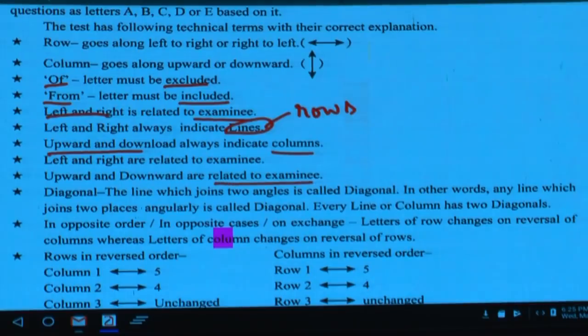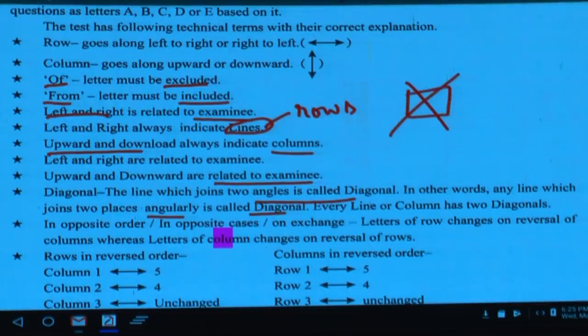The next one, diagonal. What do you mean by diagonal here? The line which joins two angles is called a diagonal. In other words, any line which joins two places angularly is called a diagonal. Hence every block will have two diagonals: this is one diagonal and this is another diagonal.